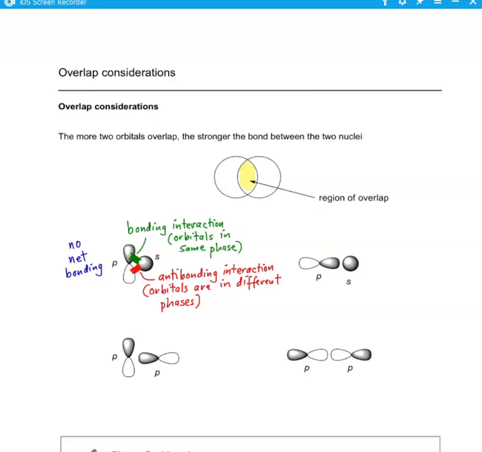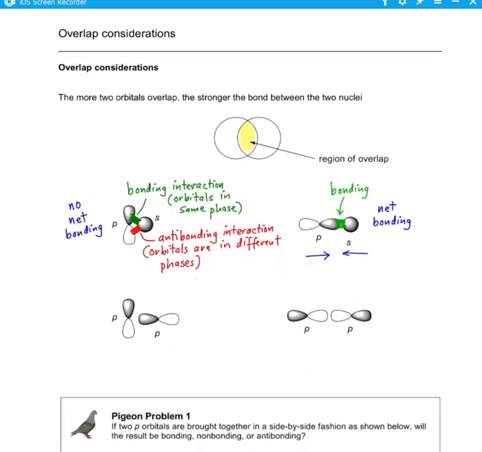Let's move our attention to the pictures on the right. Now we just tipped the p orbital over, and we're going to bring the p orbital and the s orbital towards each other in this fashion. So we're moving the p orbital this way and moving the s orbital that way. Here what we see is that they're in the same phase, and so we have a bonding interaction, and that's not going to be offset by any antibonding interactions. So this gives us bonding. The net result here is that those two nuclei, if their orbitals approach each other in that fashion, are going to be able to bond.